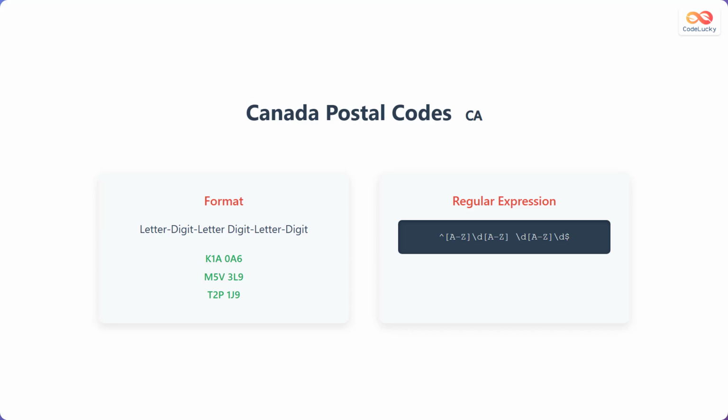Now let's consider Canadian postal codes. These codes follow a letter digit letter, space, digit letter digit pattern. Examples include K1A 0A6, M5V 3L9 and T2P 1J9. The regular expression to validate Canadian postal codes is [A-Z]\d[A-Z] \d[A-Z]\d$.